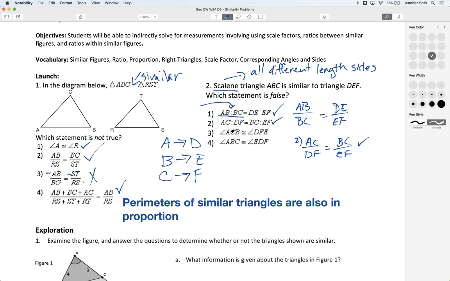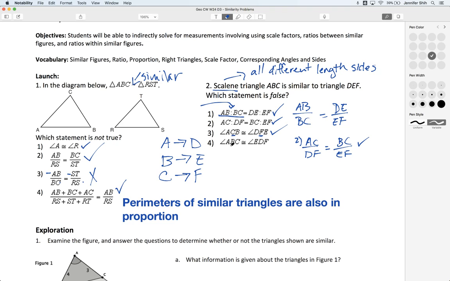This says, is angle ACB congruent to angle DFE? So let's just look at the center letter because that's actually the angle. Is angle C corresponding to angle F? Yes, it's also true. So let's hope that this last one is not true.